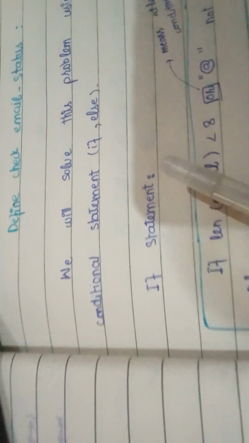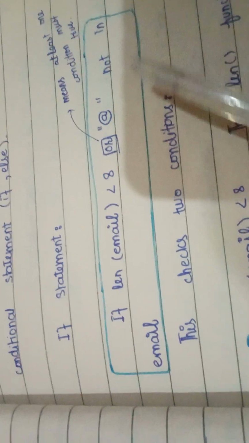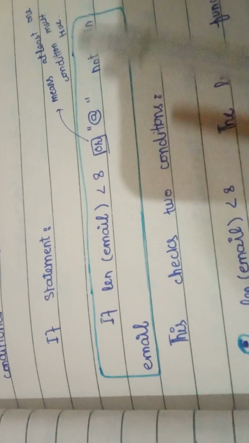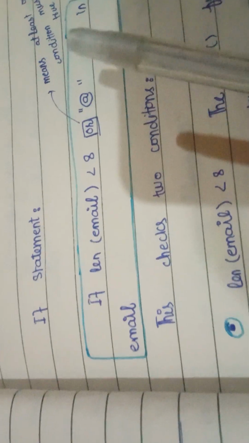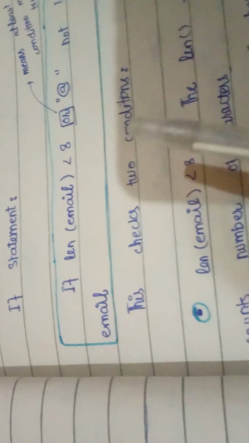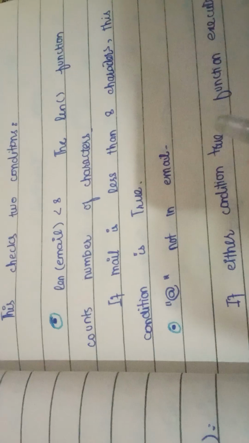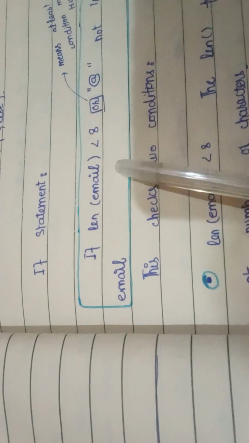So look at the example. We will solve this problem using the if-else statement. By the if-else statement we will check if the length of the email is less than 8 or "@" is not in the email. This "or" means at least one condition from left or right must be true. If both conditions are false, then it will not return, it will go on. If a condition is true, this function executes and returns a value that this email is invalid, as we learned in this problem.